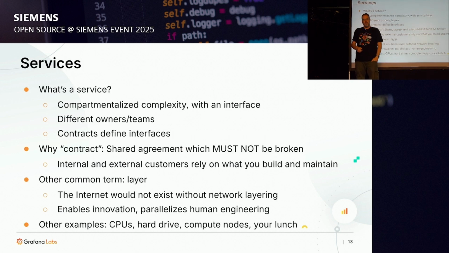So what is a service? A service is a compartmentalized unit of complexity. It has different owners and teams. I personally like to say contracts, not APIs, because a contract is something I sit down, I negotiate, I write it down. Everyone agrees to the written. I can't just say, oh yeah, whatever, and I can't just change it, because if I change a contract, I need to actually sit down with whoever my contract partners are and actually make a change to the contract. So contracts have a lot stronger connotation than just API.